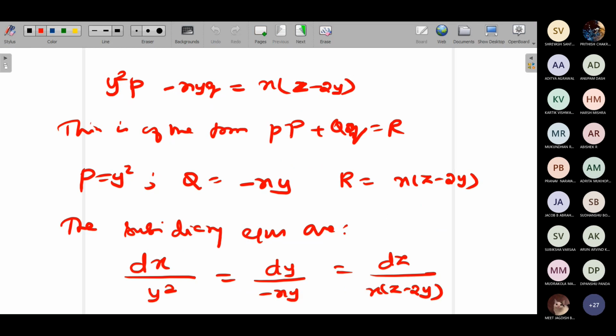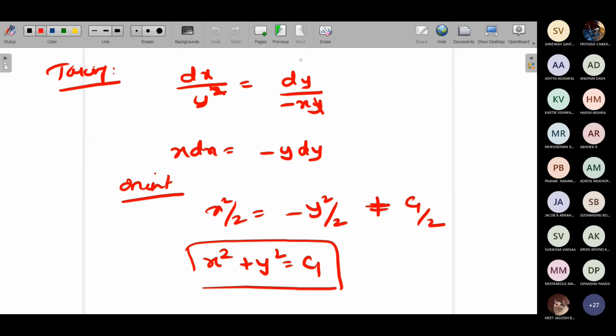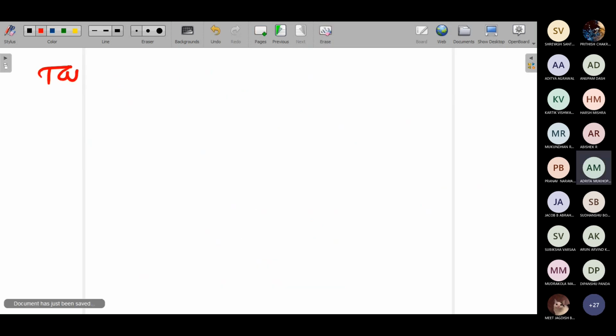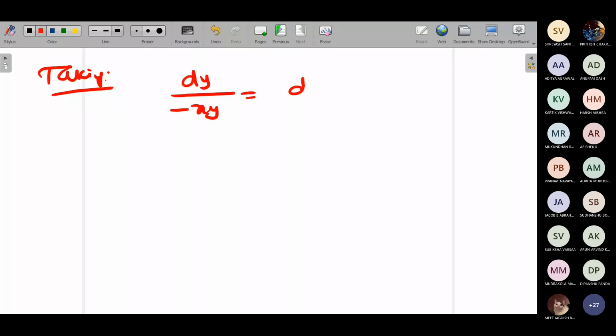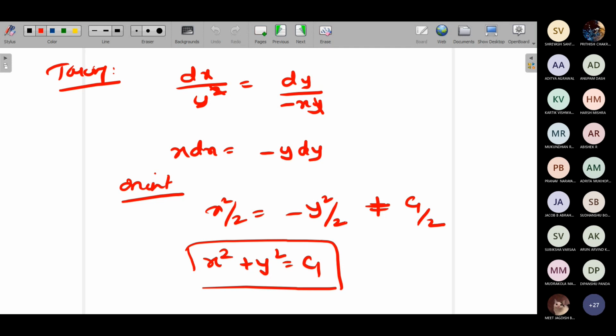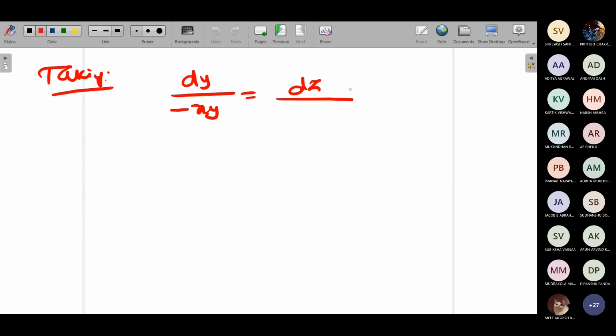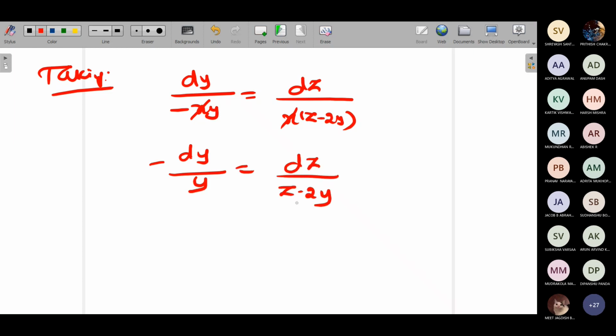Similarly, you can take the last two ratios. So again, taking dy by minus xy is equal to dz divided by x into z minus 2y. So you can cancel x and x. So you'll get dy by y equal to dz by z minus 2y. You don't have any standard form, so you have to rewrite it in a standard form. So you have minus dy by y equal to dz by z minus 2y.